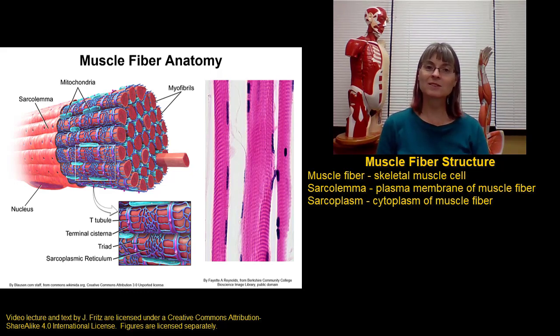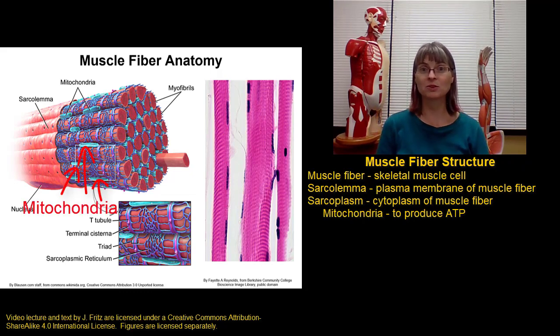When we take a look at the sarcoplasm of a muscle fiber, we see a number of important features, including a large number of mitochondria. Mitochondria are the organelles that produce ATP for energy, and so we need a lot of mitochondria within the muscle fiber to provide the energy needed for muscle contraction.